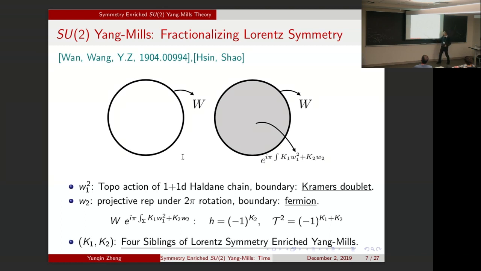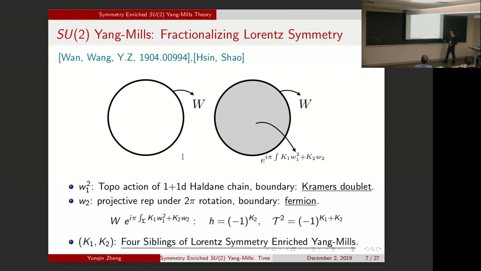It means that on the boundary of such a two-dimensional surface, here is a loop, on the boundary of the disk, there is a Kramers doublet. So as we decorate the surface by the W1 term, the time reversal property of the Wilson line is changed. It changes from a Kramers singlet to a Kramers doublet. Similarly, we can also discuss the W2 term, where we know that W2 characterizes the projective representation of the 2-pi rotation of the space-time. So once we decorate the surface of the Wilson line by a W2 term, the statistics of the Wilson line is changed. It changes from boson to fermion.